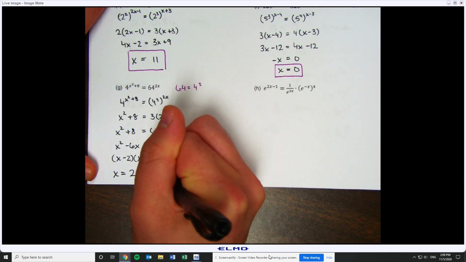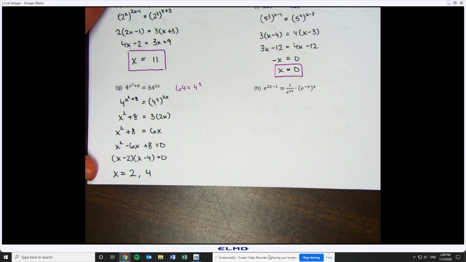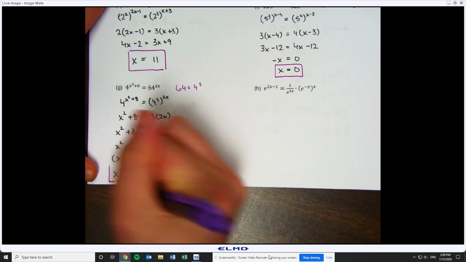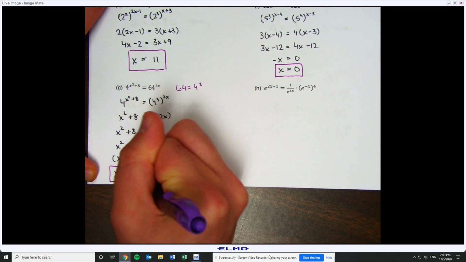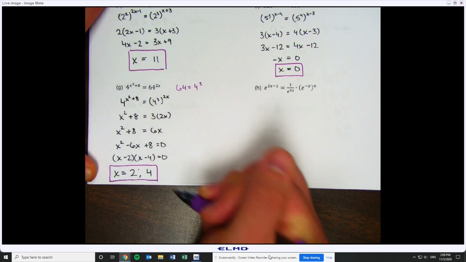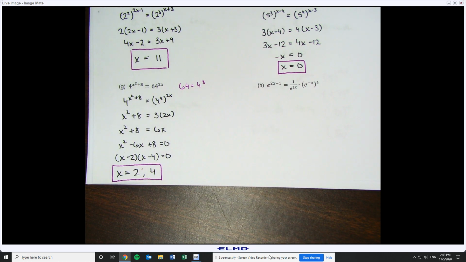So 4 and 2. This one had 2 answers, but that's perfectly fine because I wind up with x squared in the numerator. Or not numerator, I'm sorry, exponent. Done. So almost all of these have used very similar techniques every single time.